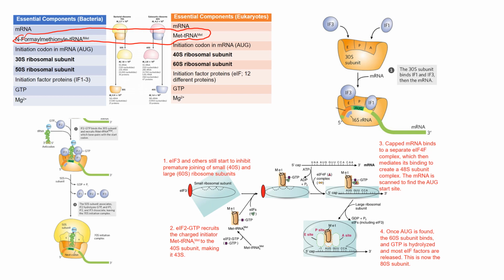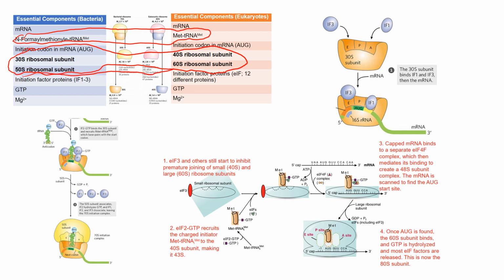And the next thing is the ribosomes themselves. There's a large and a small subunit for both prokaryotes and eukaryotes. In prokaryotes, you have your 30S and your 50S, and in eukaryotes, you have your 40S and your 60S. The way I remember that is eukaryotes are bigger than prokaryotes, so they have the higher numbers. And the last thing is their initiation factors.